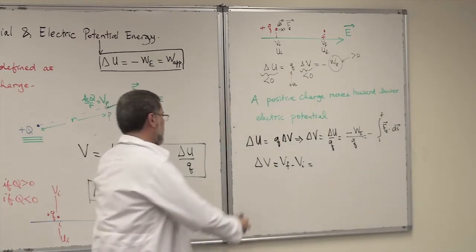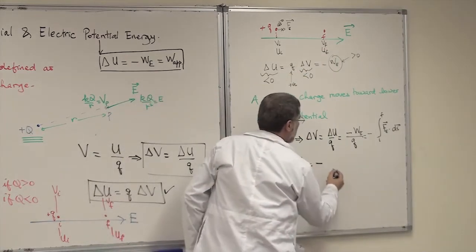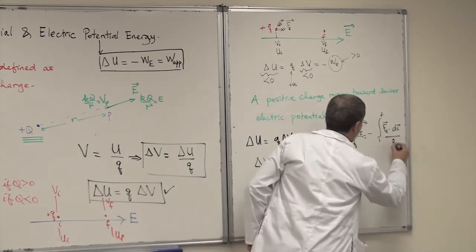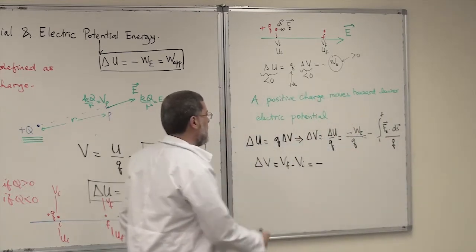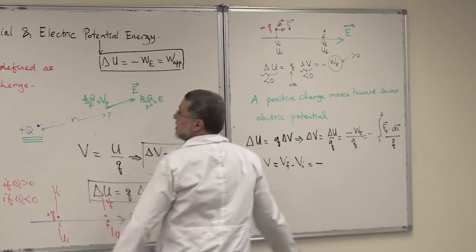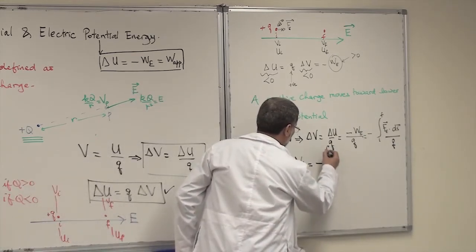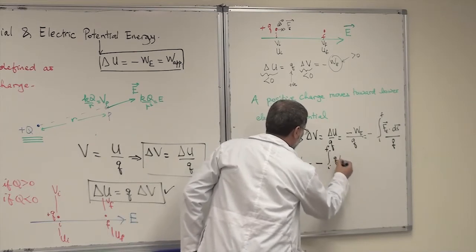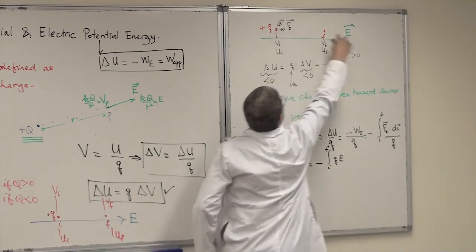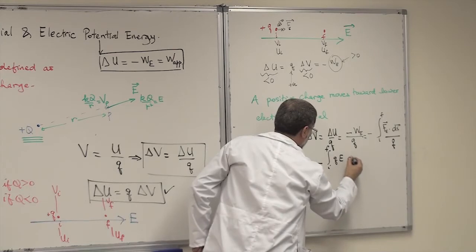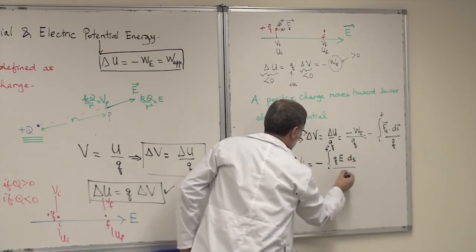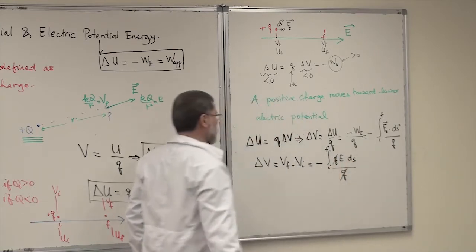Very important. So minus, and I have to divide by Q here. There's a charge Q here. So what is Fe? I integrate between I and F. Fe is Q times E, Q times E, ds over Q. So what do you think about this Q? This is the same charge, by the way.